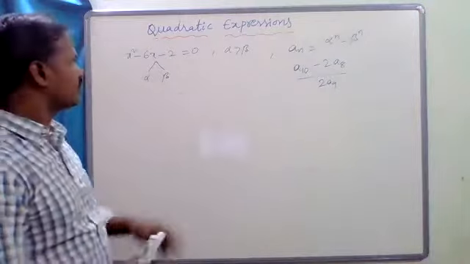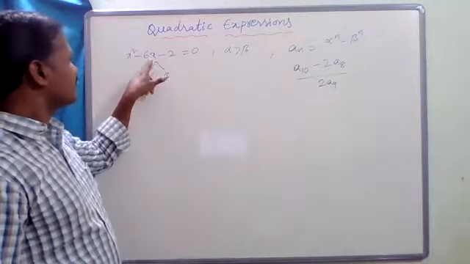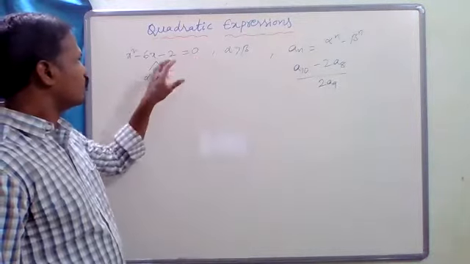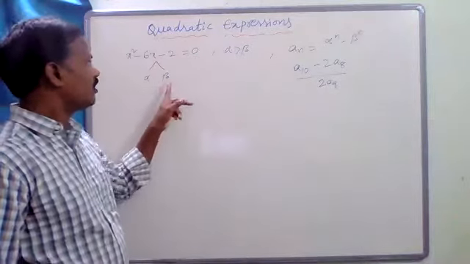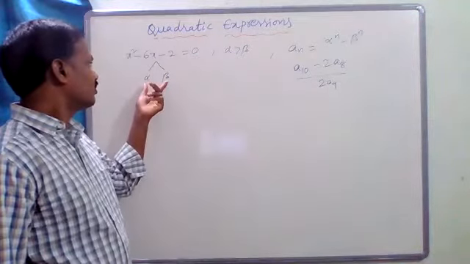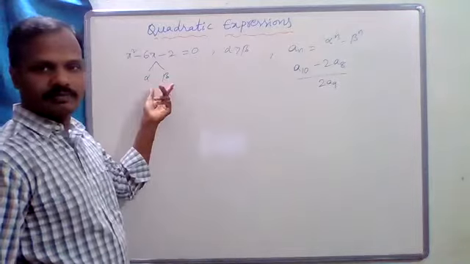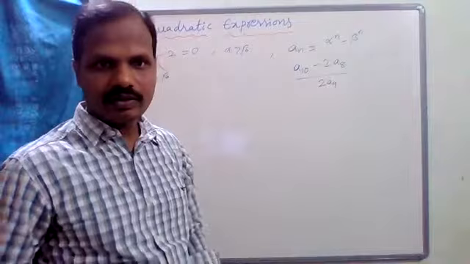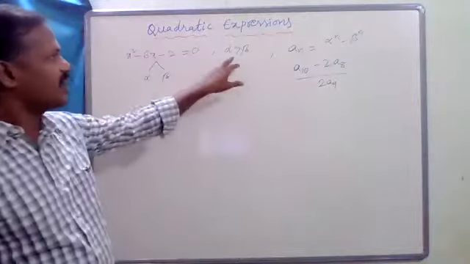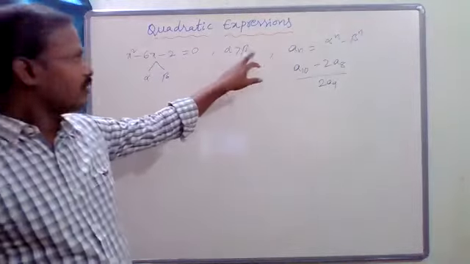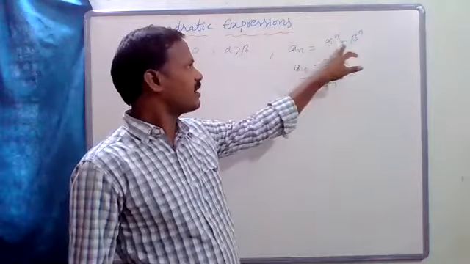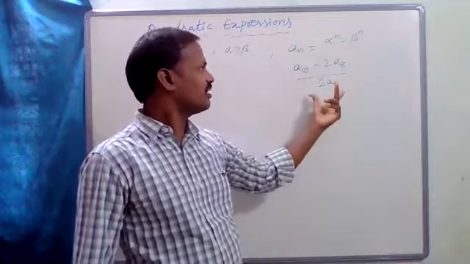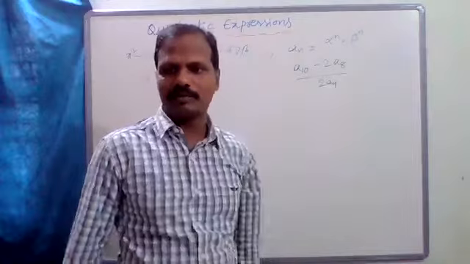Okay, so look at the problem. x square minus 6x minus 2 equals 0. The roots of this equation are alpha and beta, and alpha greater than beta. an equal to alpha power n minus beta power n. Then find the value of this one. So this is the problem.